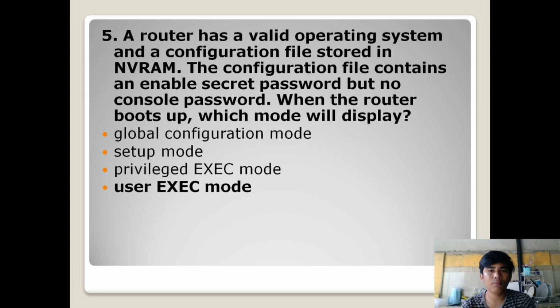A router has a valid operating system and configuration file stored in the NVRAM. The configuration file contains the enable password but no console password. When the router boots up, which mode will display? There's global configuration mode, setup mode, privileged EXEC mode, and user EXEC mode. My answer in this question is user EXEC mode.